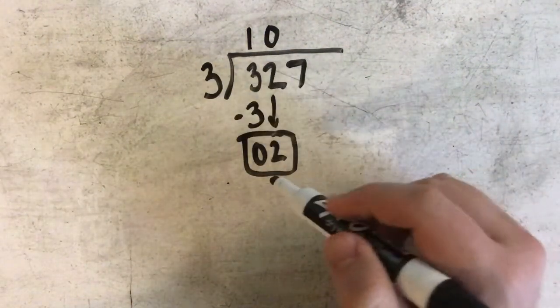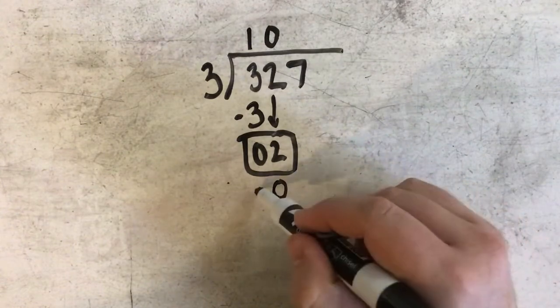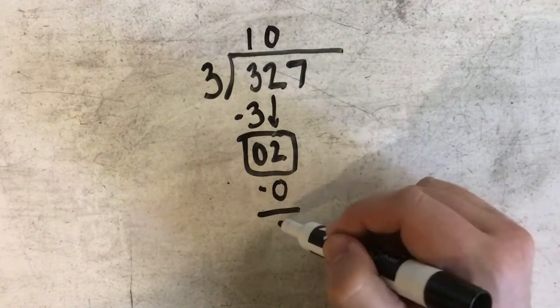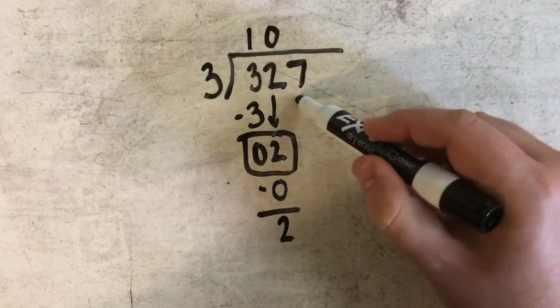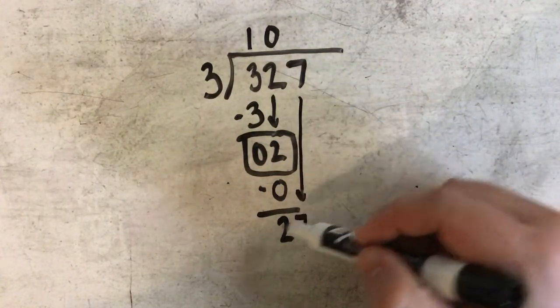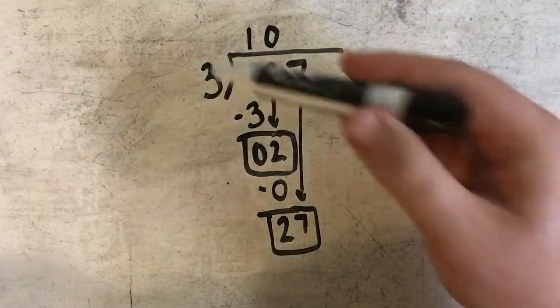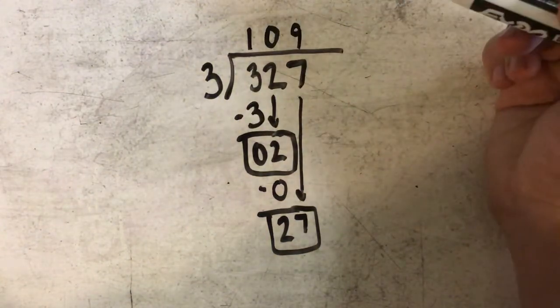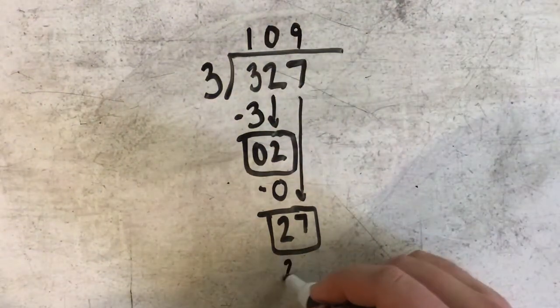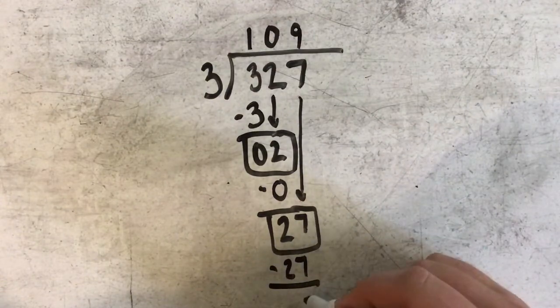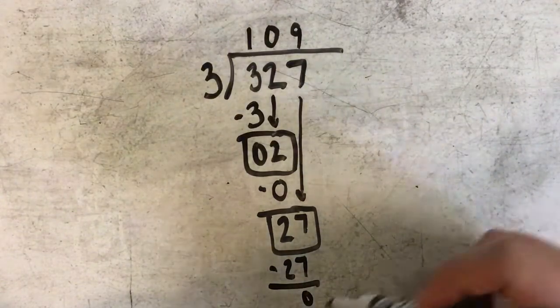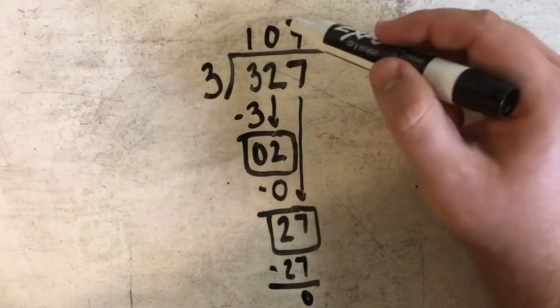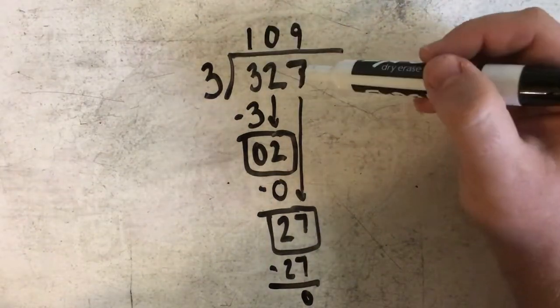0 times 3 is 0. 2 minus 0 is 2. And then I would bring down my 7 and continue the division problem. 3 goes into 27 9 times. 9 times 3 is 27. And when I subtract, there's nothing left over, which means I have no remainder. So my answer is just 109.